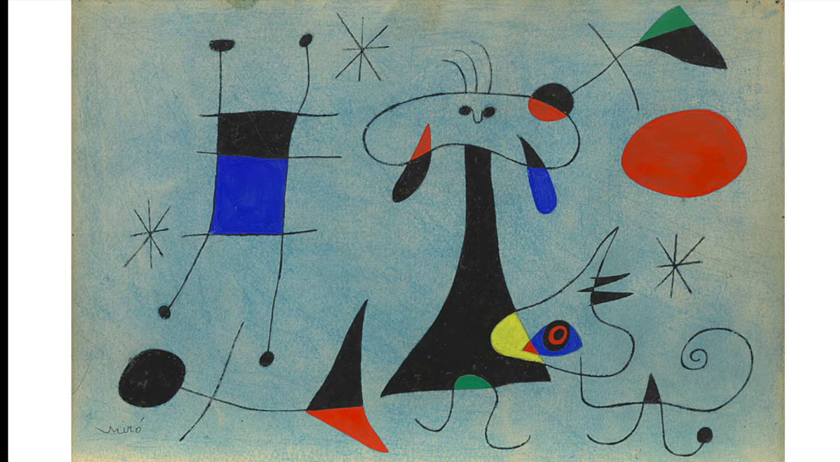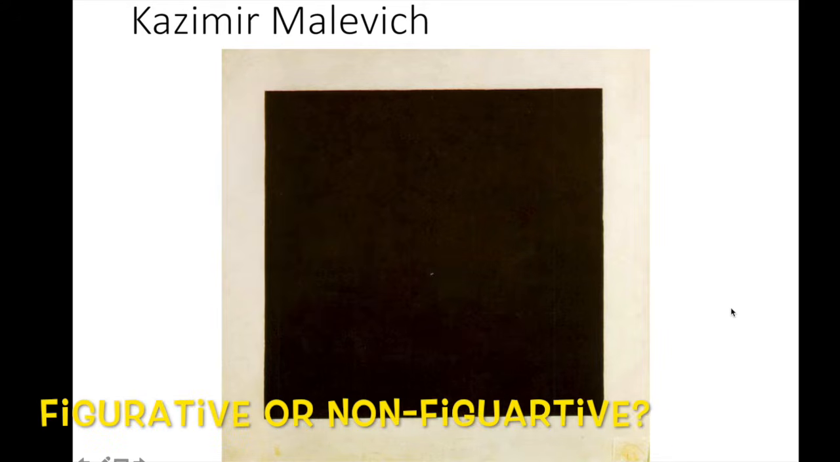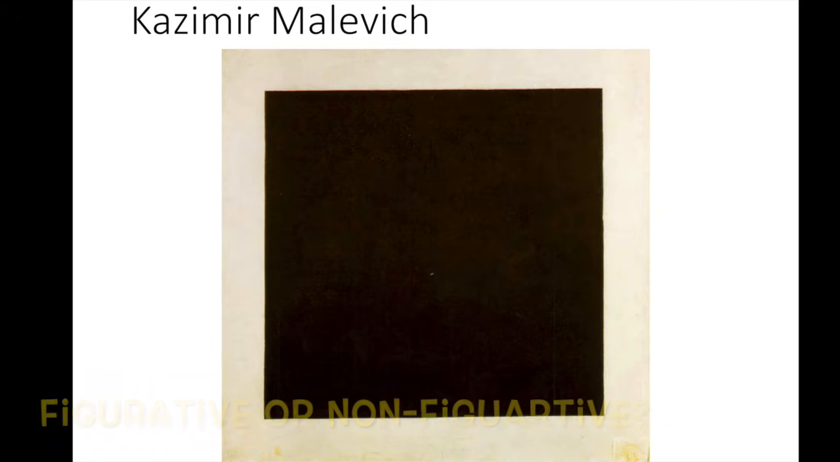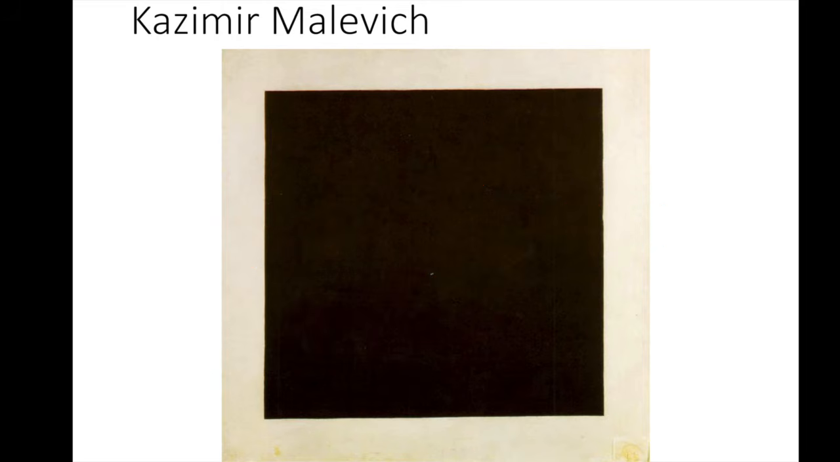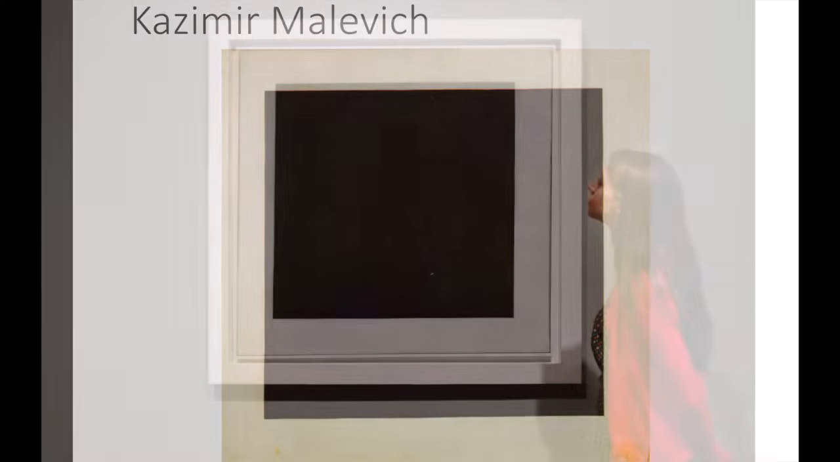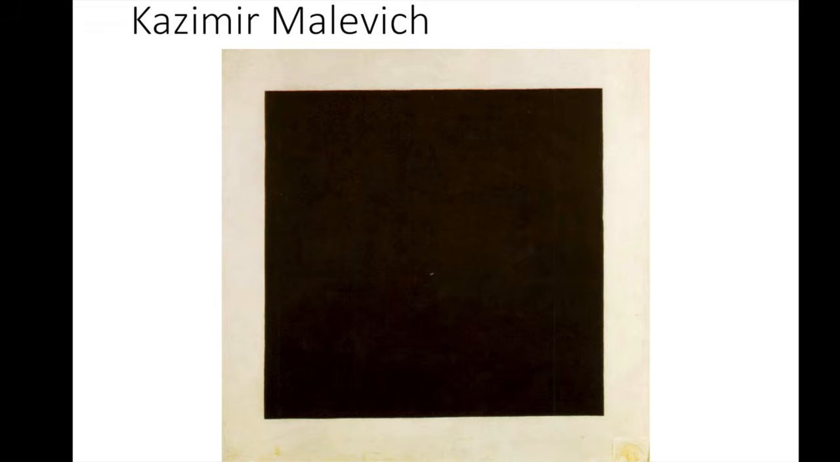Okay, let's try another one. So, is this abstract figurative or abstract non-figurative? What do you think? Abstract non-figurative. Yeah, that one is pretty easy too. There's definitely not any figures hiding in there. That is definitely a black square, which is why this painting was called Black Square. Actually, a really interesting piece. I should make a whole video just about this guy, but let's move on for now.